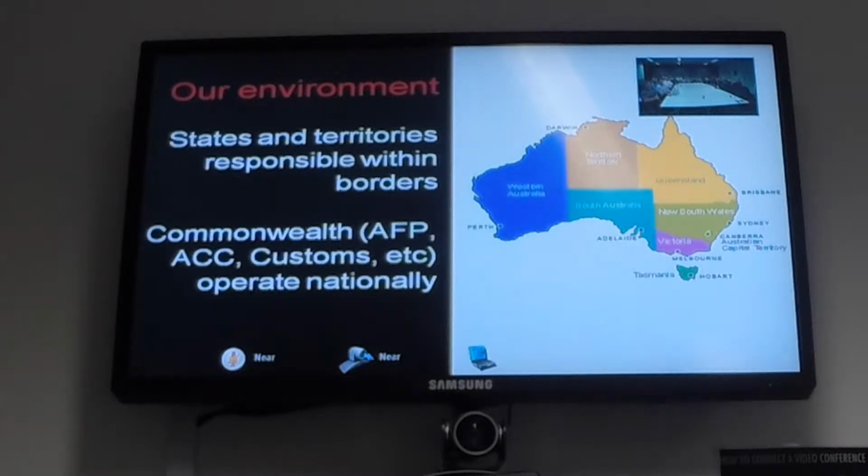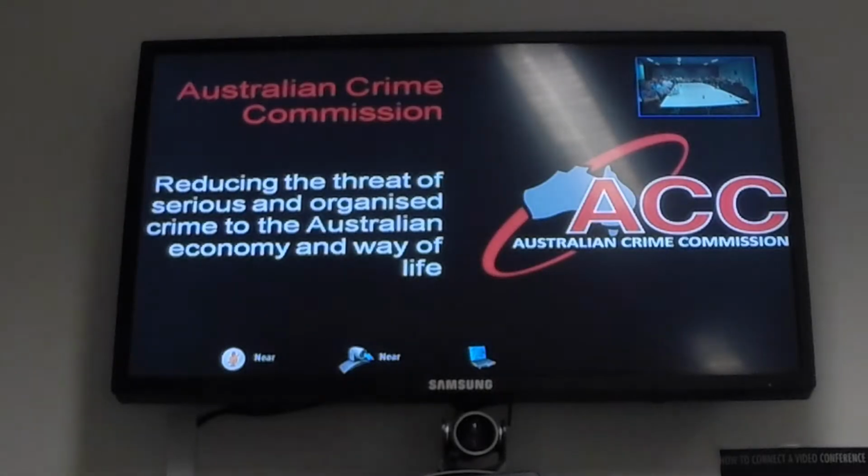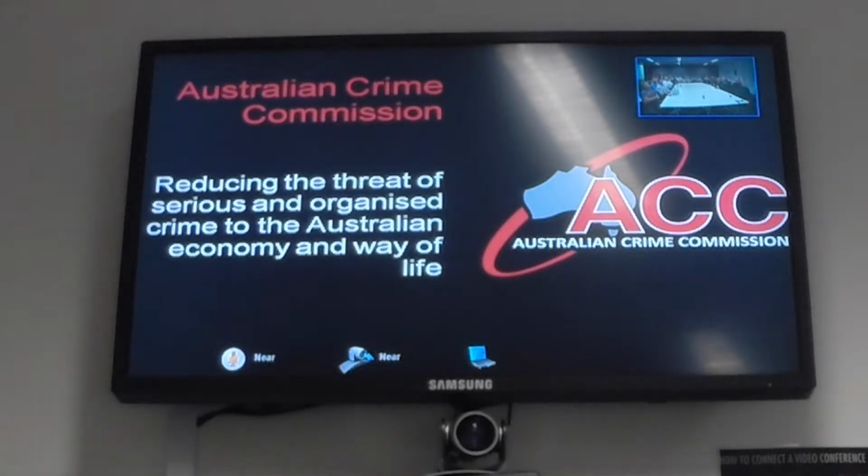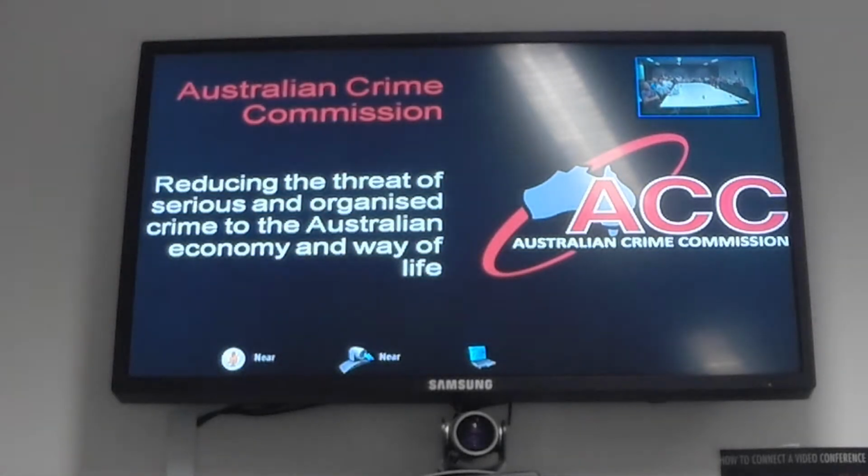The Australian Crime Commission's role within that context is that we work to reduce the threat of serious organised crime to the Australian economy and the Australian way of life. What that means is we have a very, very broad span of work. We work right from the ground level, where we partner with law enforcement agencies on the ground, all the way up to providing strategic insight into what is actually happening, what the threats are to the Australian economy and the Australian way of life, and what the government should actually do about it.